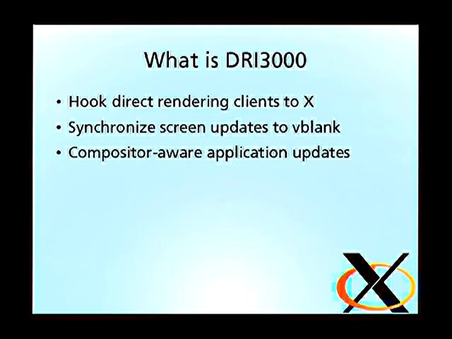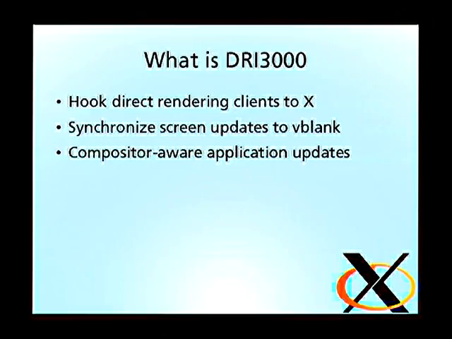So the big question is, the talk is about DRI 3000. So what is DRI 3000? DRI 3000 is a way of hooking direct rendering clients to X. Yeah, we want to do that. That's what DRI 2 did. That's what the original DRI did. So you have a direct rendering application talking directly to the GPU, not through X. And then you want to get the results of that rendering onto the screen. Well, that's part of DRI 3000. Another part of DRI 3000 is synchronization.